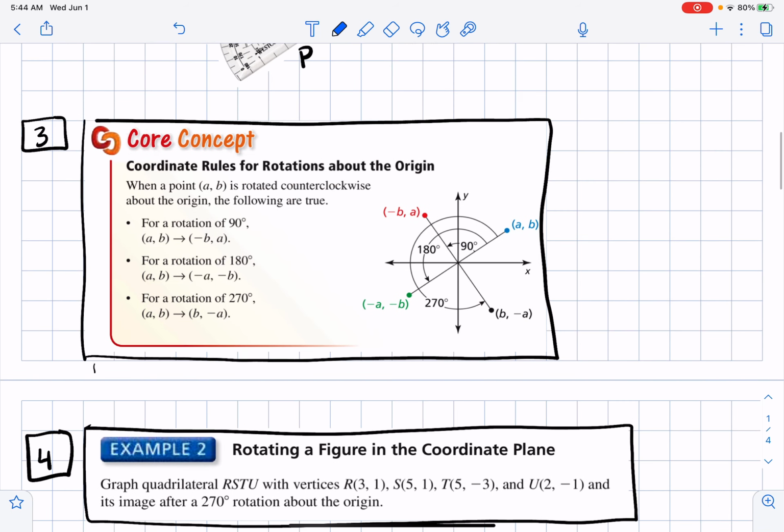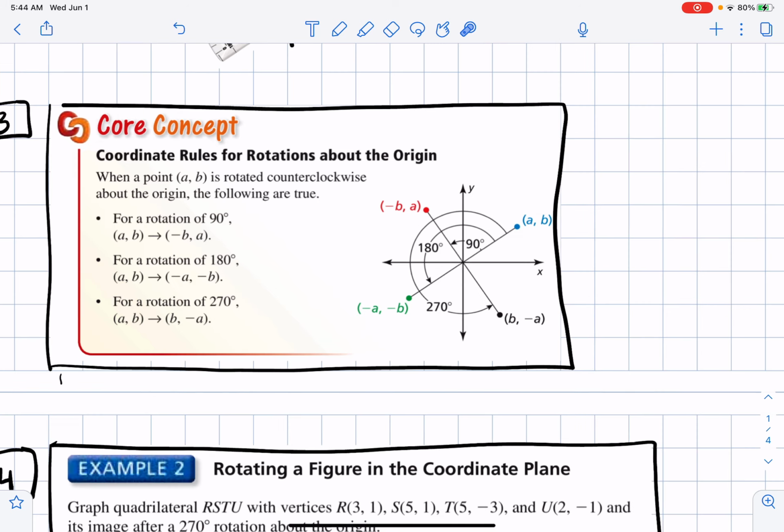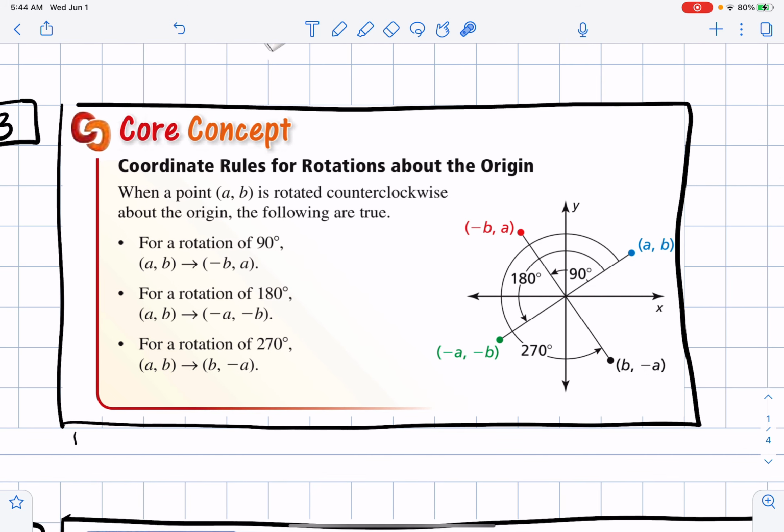Okay, box number 3. The core concept here is there's a couple of nice little rules we can use to help us rotate for very specific degrees around the origin. So the ones that we're going to talk about in box number 3, let me zoom in for you here, are: what are the rules for rotating something 90 degrees about the origin? And remember, the origin is the sort of center of where the X and Y meet. What are the rules for rotating 180 and 270? So let me walk you through each of these rules, then I'll give you an example.